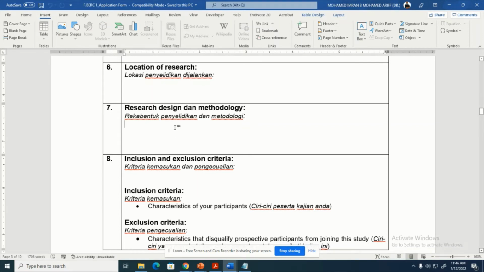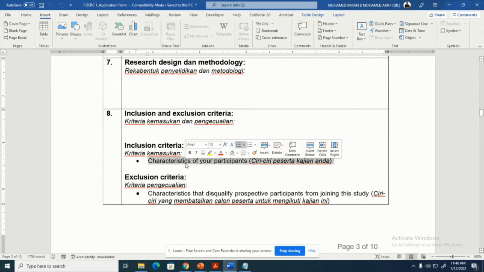Chapter 3, you don't have to ask the students to put the whole chapter 3 inside there. Maybe you can ask them to do it in the form of point form. First they do this, next they do this. Number 1, number 2, number 3 is also possible.